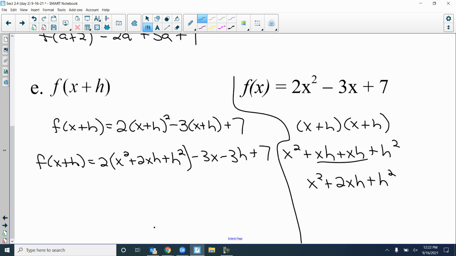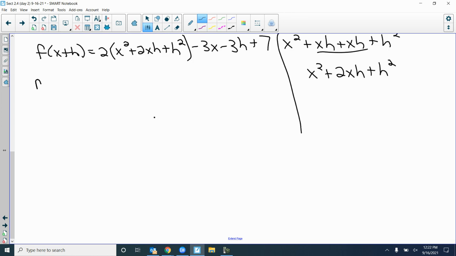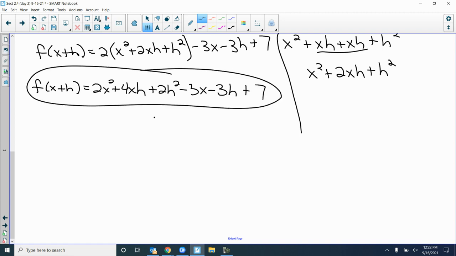Distribute your 2. Look to combine like terms, but are there any? There's not. And then don't worry about rearranging anything. Just distribute the 2. However it ends up is fine. So you got f of x plus h is 2x squared plus 4xh plus 2h squared minus 3x minus 3h plus 7. There's no nice way to write that. Just leave it like that, like I said.